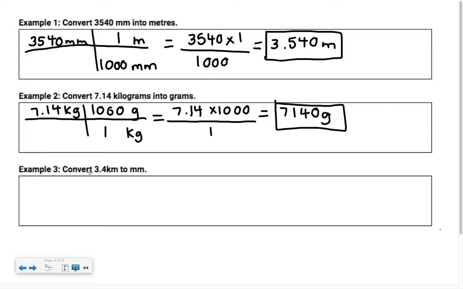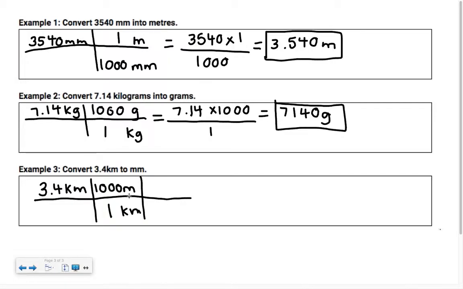Finally, I want to convert 3.4 kilometers to meters. So I have 3.4 kilometers. I have no idea how many millimeters are in 1 kilometer. So I'm going to draw a little bit more extensive version of my box trick. So I have 3.4 kilometers. I want to cancel out those kilometers, and I'm going to go from kilometers to meters because I know that there are 1,000 meters in 1 kilometer. I don't want to end with meters here. I want to end with millimeters. So I'm going to write meters, and millimeters is what I want to end with, so it belongs in the top right corner. I know for every 1 meter, there are 1,000 millimeters.